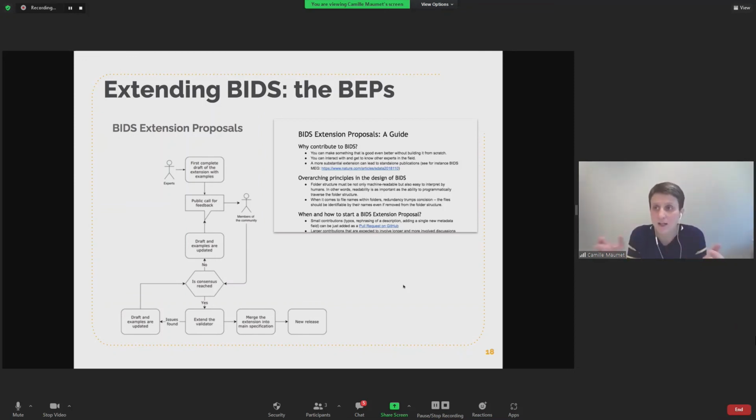It typically starts with a small group that writes a complete draft of the extension. Then there is a public call for feedback. The small group could be a subgroup here in GliMR. Then there is a public call for feedback, hearing about what the larger community has to say about that proposal. And then when a consensus is reached and the validator is updated, basically that new extension can be integrated into BIDS and becomes part of the main standard.